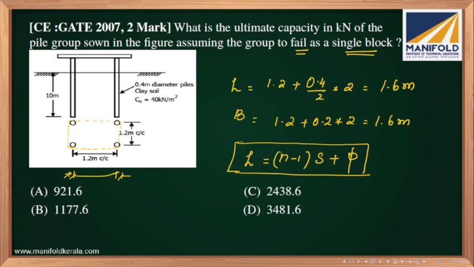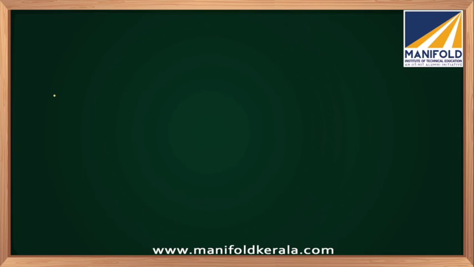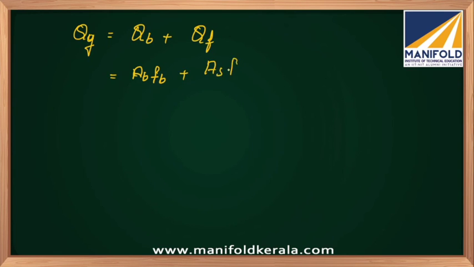What is the type of soil? The type of soil is clay soil, whose Cu value is 40 kilonewton per meter square, and the length of the pile is 10 meter. Let me simplify this. The ultimate load carrying capacity, the value at which the group fails, let it be Qg. It is the bearing resistance plus the frictional resistance. As usual, it is the product of Fb into Ab, similarly Fs into As.